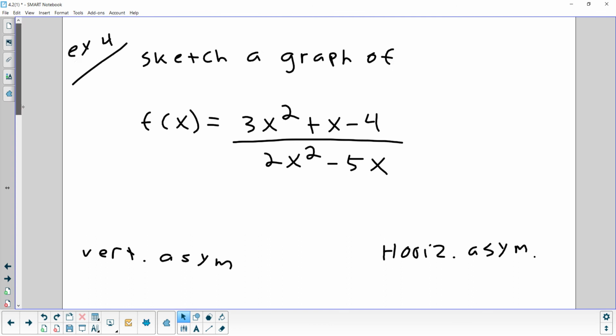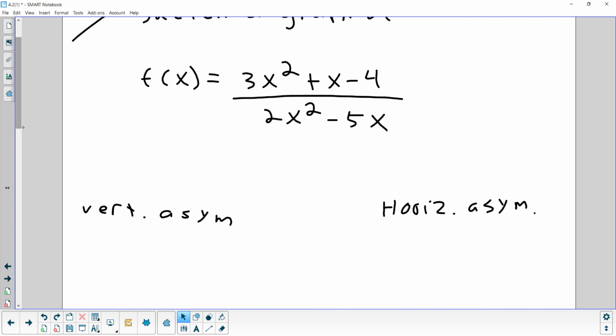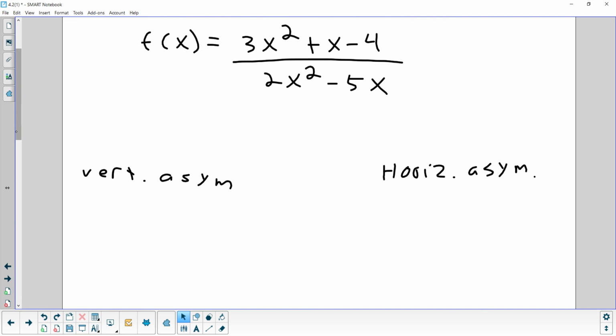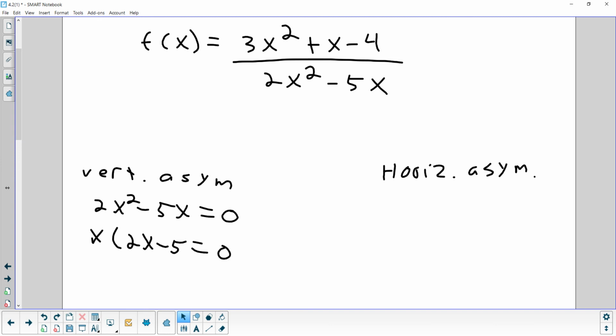Vertical asymptotes. Someone remind me, how do we do those again? Finding the zeros of the denominator. Okay, what can I do with that? 2x squared minus 5x equals 0. You can factor the common factor. Yep. Common factor of x. So 2x minus 5 equals 0.